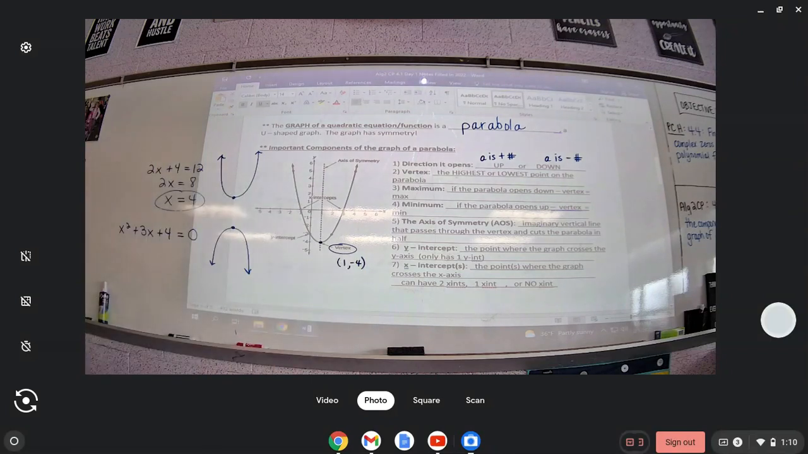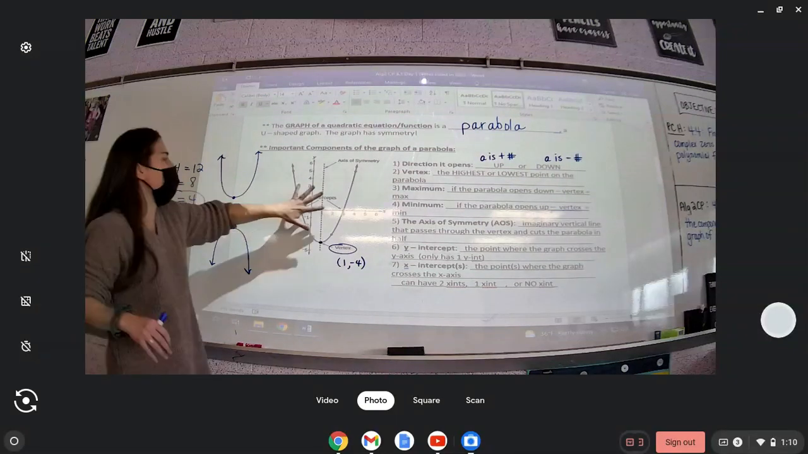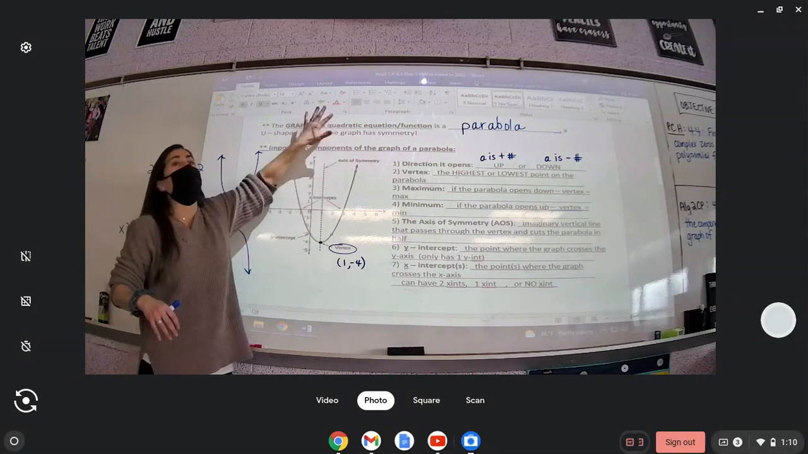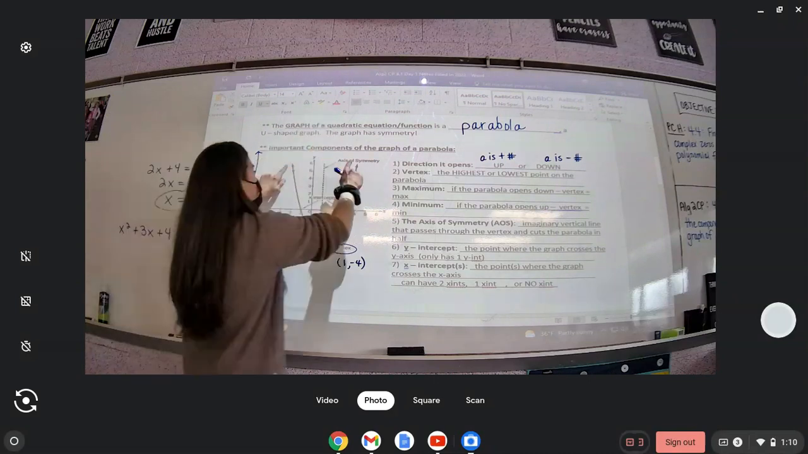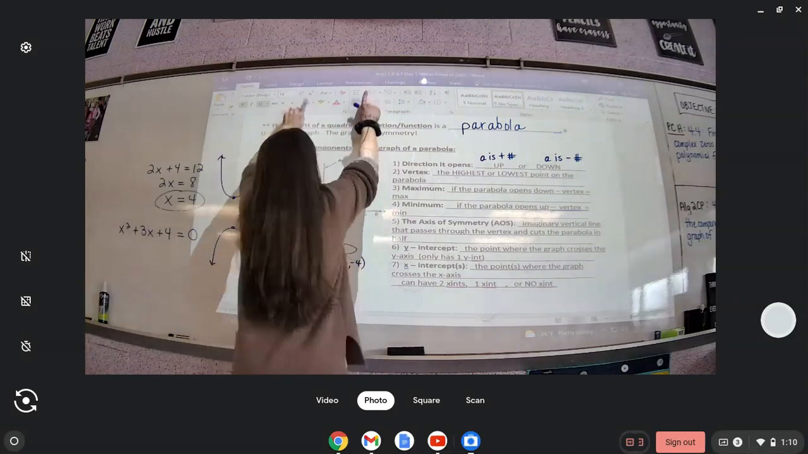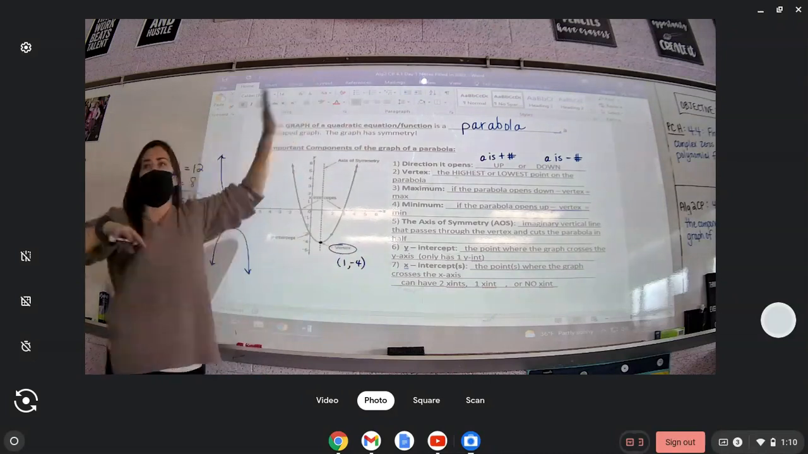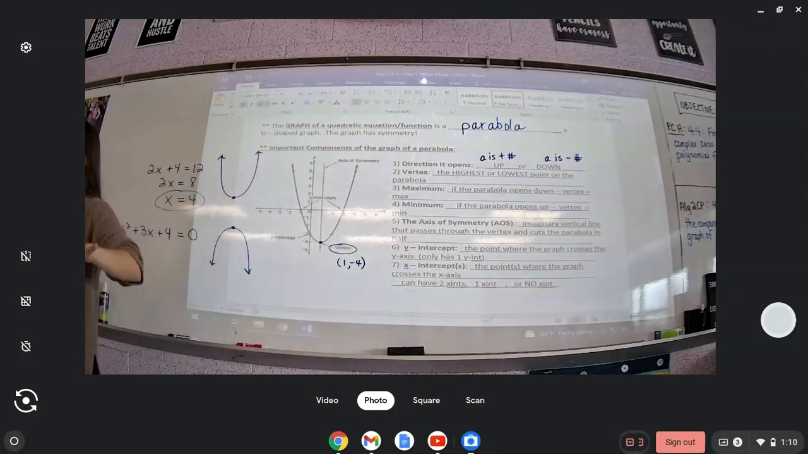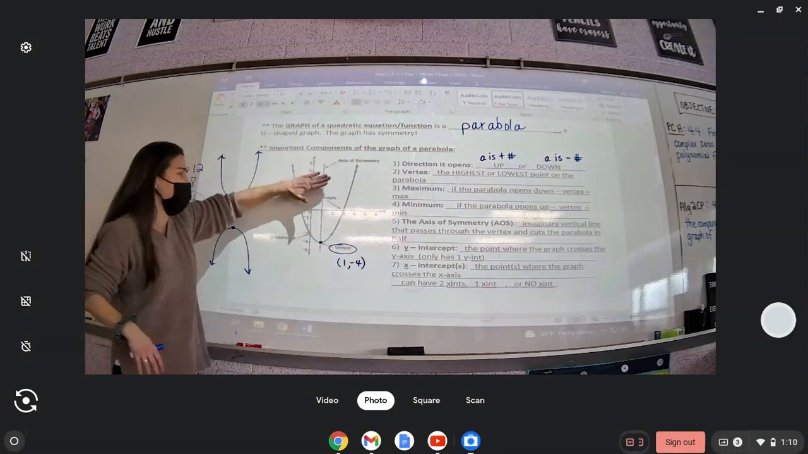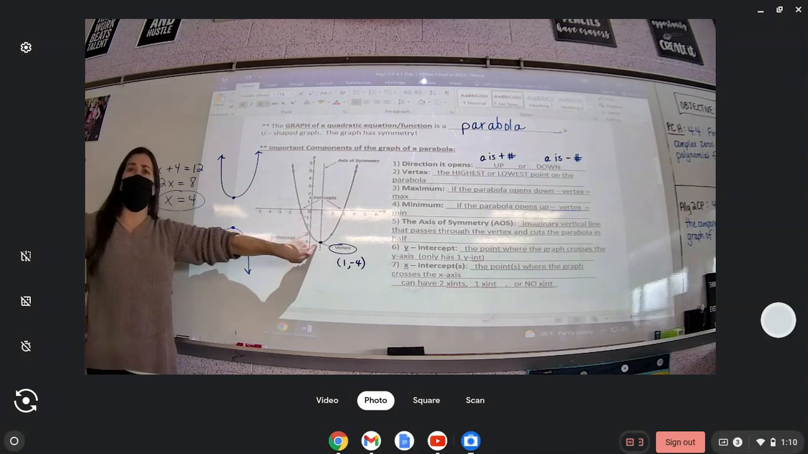Then they could ask you whether the graph has a maximum value or a minimum value. Well, guys, think about this. If this parabola opens up, it's going up. It ain't ever stopping. This graph is going up and up and up until y gets all the way to infinity. It's never going to stop going up. But it does stop going down because that's its lowest point.